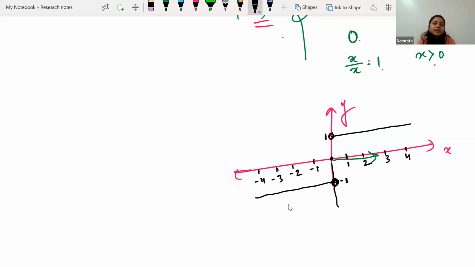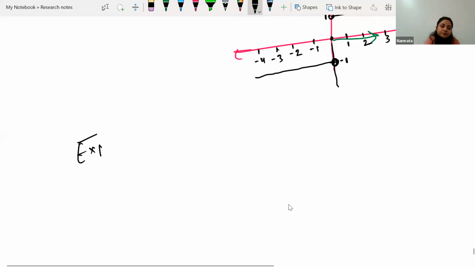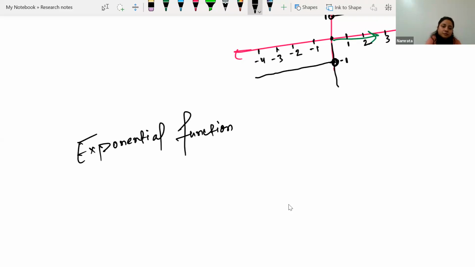Okay, so we have already discussed the concept of polynomial function, modulus function, rational function, greatest integer function, signum function. Now we will be talking about exponential functions. When we have f of x equals a to the power x, this is the exponential function, where a must be greater than 0. Here we can take any x value. So for the exponential function, x can be any real number.